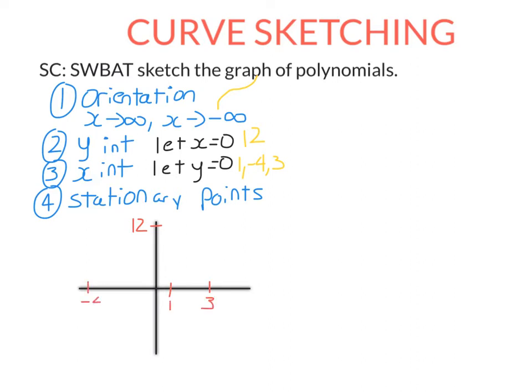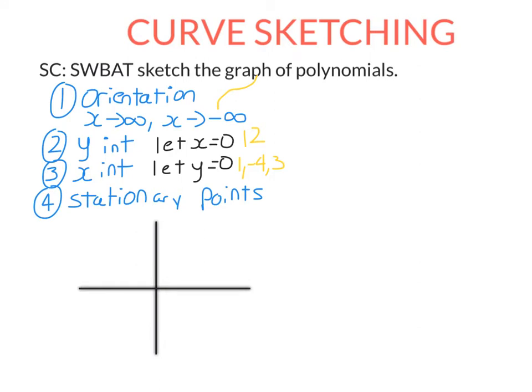and -4. Without the stationary points, though, I don't know if it's going to go here, and then come down, then go up. Okay, it could go like that. It could also go through here, and have a stationary point down here, go up like that. I just don't know what it's going to look like. And that's why it's so important that I calculate the stationary points.